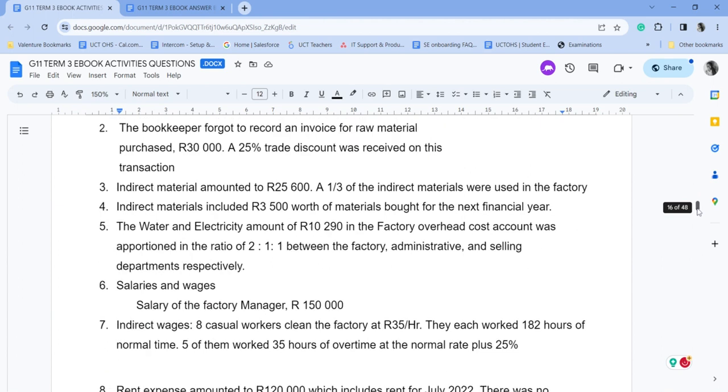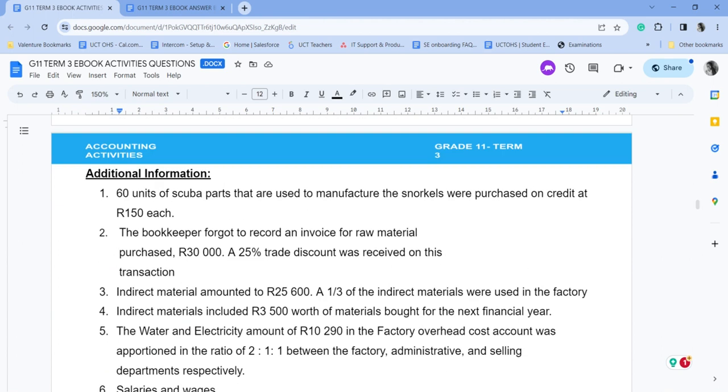Let's start with the first one here. They say 60 units of scuba parts used to manufacture the snorkels were purchased on credit at 150 rand each. It seems like, based on the information, we're just going to be moving across accounts to make things easier.